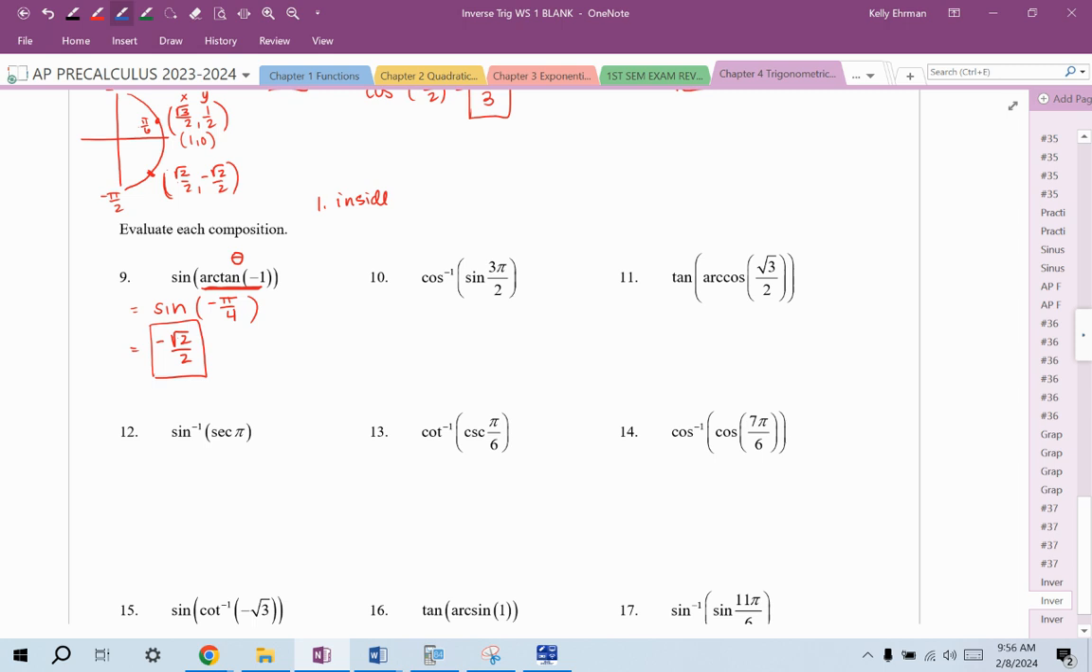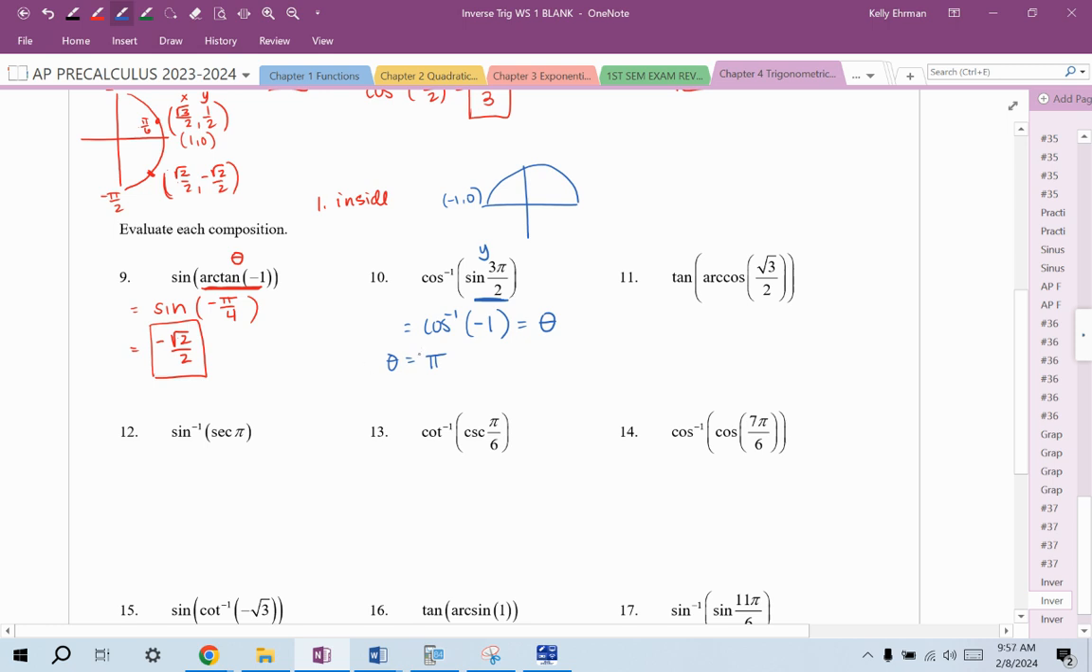Now we're doing the reverse on number 10. The inside function is asking you for the trig value. This is asking you what's the y-coordinate at 3π/2. So the sine of 3π/2 is -1, and we're supposed to take the arc cosine or the inverse cosine of that answer. So what is the inverse cosine of -1? This is asking you to find an angle. Okay, so theta is equal to pi, because on our arc cosine options, pi is where the x coordinate is -1.